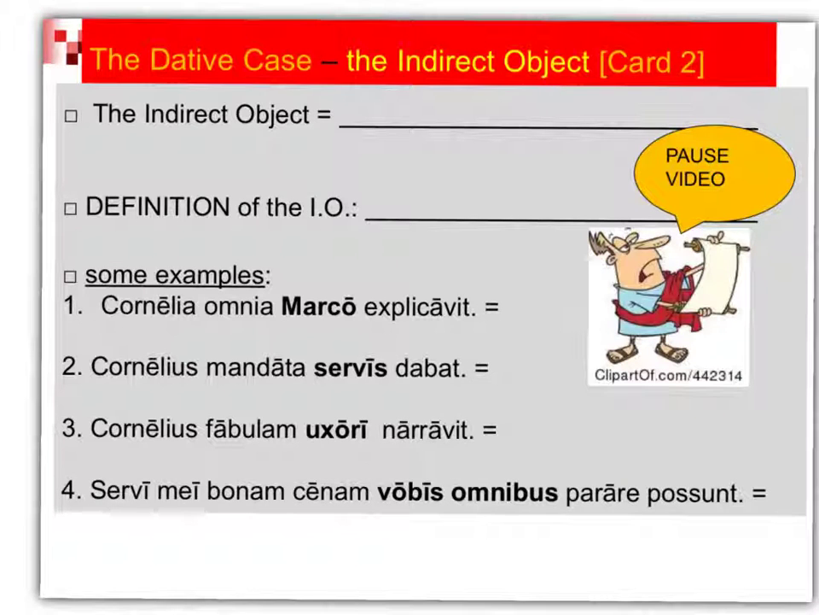Okay, now based on our discussions in class, what is the indirect object? Please fill out the definition of the indirect object. And here are some examples of indirect objects. So Crispus is saying, pause the video and try to figure out how to translate these sentences. At least translate the datives. Push pause now.